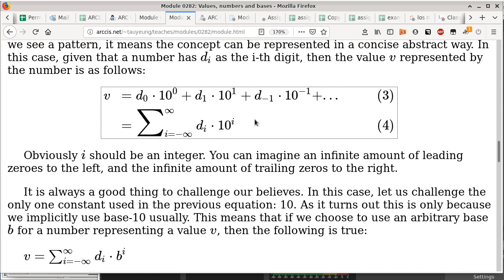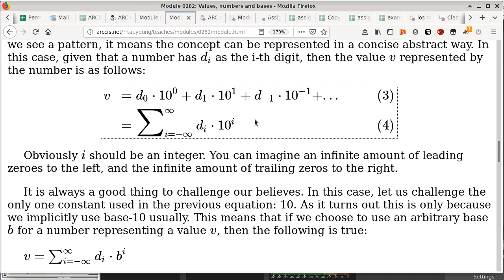Okay. And in this specific case, we're dealing with a base 10 number. So the base, well, I just said it's a base 10 number. So what do you think is the base? 10, exactly. So that's why we are seeing powers of 10 instead of powers of something else. 10 to the power of 0, 10 to the power of 1, 10 to the power of 2, and -1, -2, and so on. Okay?